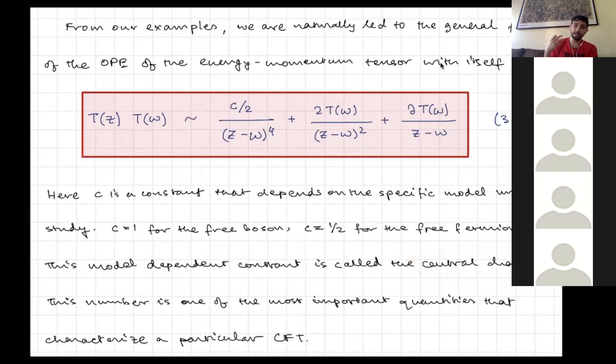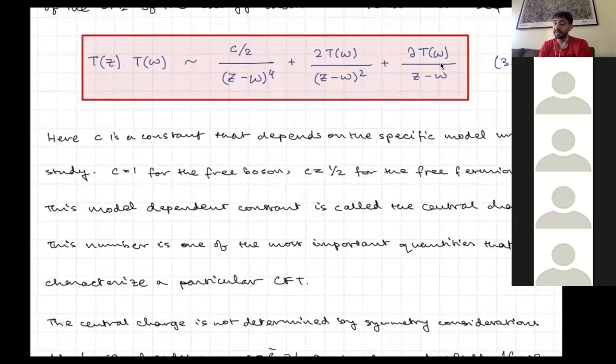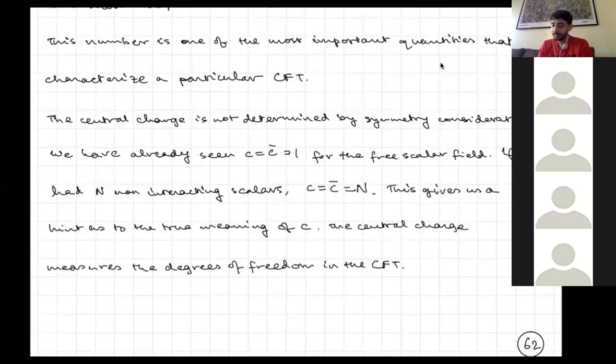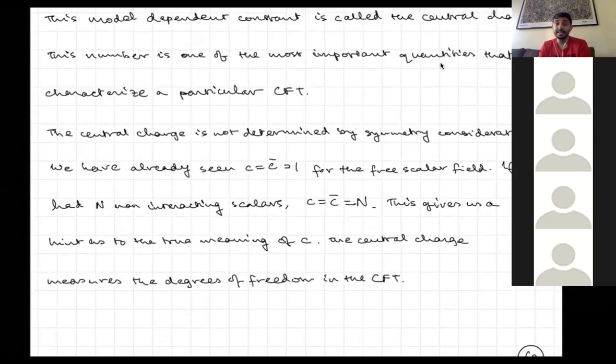You have encountered the term central charge before when we were looking at the central extension of the Virasoro algebra. We will show that this is one and the same. And this number turns out to be one of the most important quantities that characterizes a particular CFT. Just to end this, I would say that this number is something that you need to supply from outside. It's not determined by symmetries.